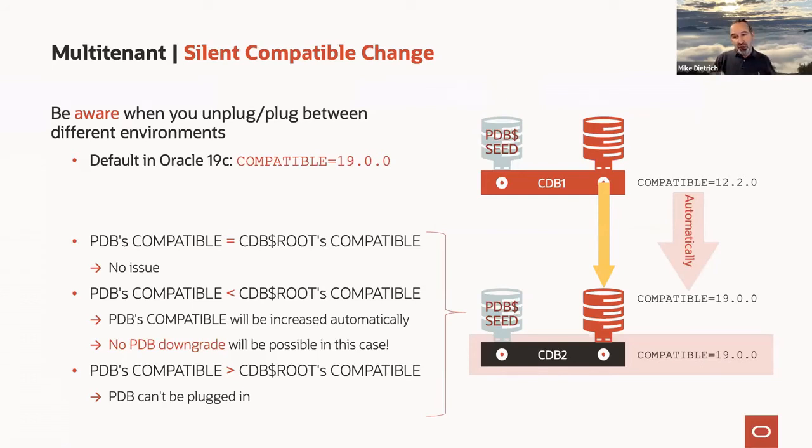And I show you in the example why this is so dangerous. I have a CDB with compatible 12.2.0, and I unplug and plug into a 19c, and there's a silent compatible change happening. And you have no control on that. It just happens. That means if I would like to downgrade now, that's not possible anymore because the silent compatible change adjusted compatible. So be aware of that and make compatible equal in your environments. I had this once in my lab where I had 19.0.0 and 19.1.0, and I wanted to plug out from the 19.1.0 back into the 19.0.0. That's not possible. It tells you, no, compatible is lower than your source setting. Doesn't work.